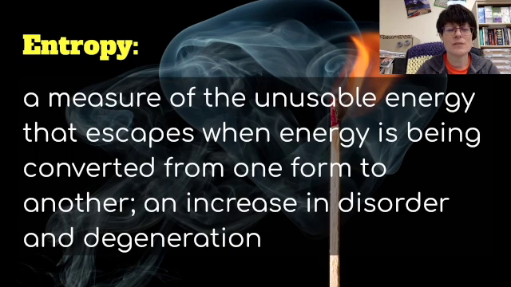Along with this law, sometimes it's called the law of entropy. Entropy is a measure of the unusable energy that escapes when energy is being converted from one form to another. And there tends to be an increase in the disorder of these energies, or degeneration. The energy is dissipated, it's more spread out, it's not as usable as it once was.